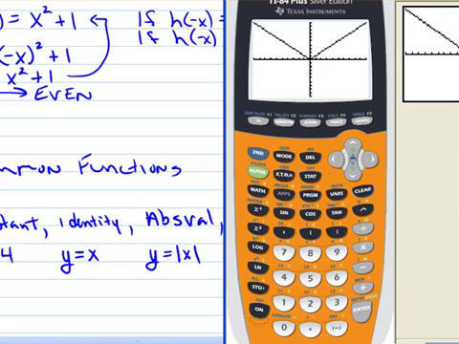If you put negative 1 in for x, y would be 1. If you put negative 5 in for x, y would be 5 because it has to be the absolute value of it. So it's all in quadrants 1 and 2, the two quadrants where y is always positive, which is what absolute value is mostly about.